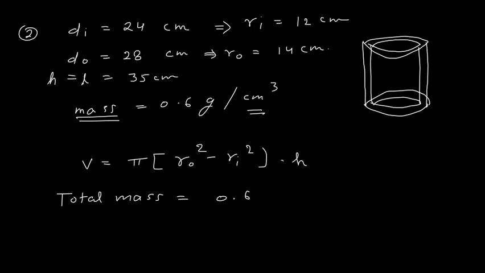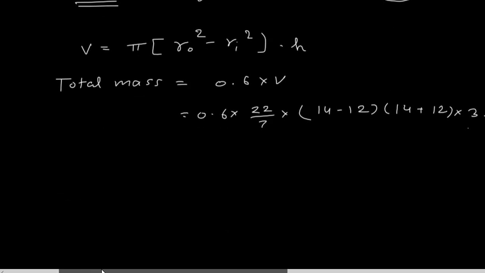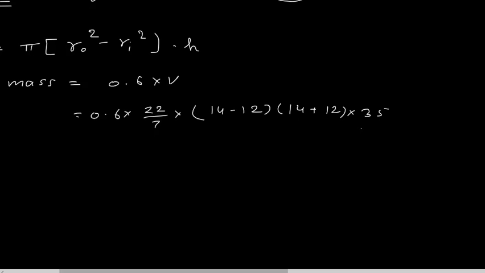is 0.6 into V, which is 0.6 into, now in place of pi I will put 22 divided by 7, into R outer square minus R inner square. So A square minus B square is A minus B into A plus B. So this is 14 minus 12 into 14 plus 12 into H. So H is 35. So this calculation will give me total mass.